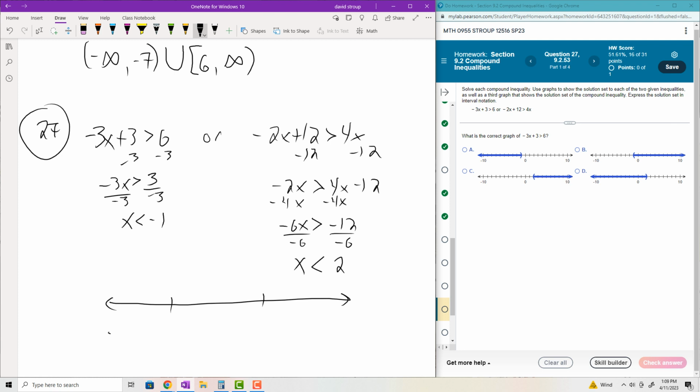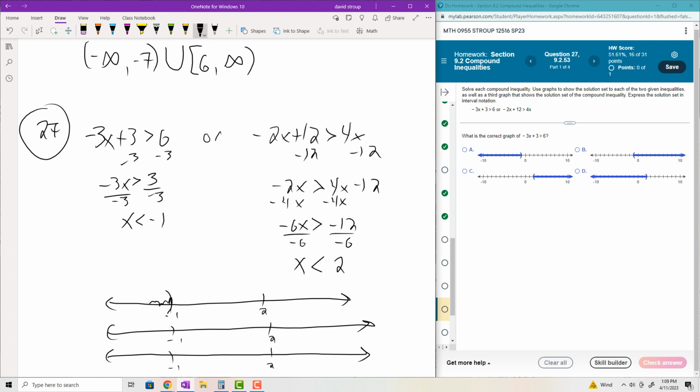So go to my number lines now. Less than negative 1 is everything this way. Don't include 1, so open parentheses on that. Less than 2 is then everything in this direction. Whoops, I drew it on the same number line. I meant to do that. Okay, so the second one, everything less than 2.